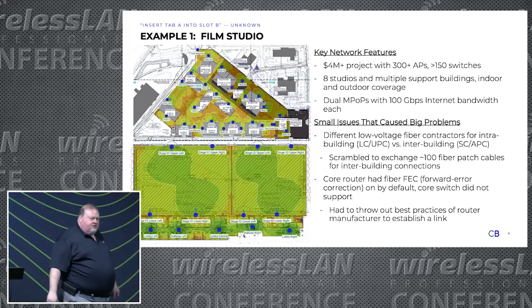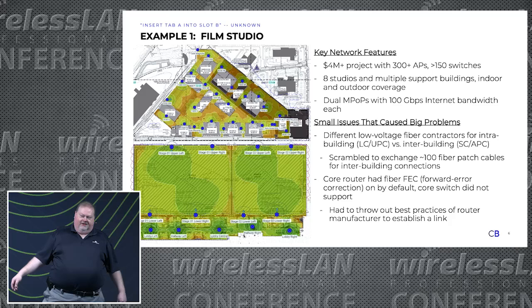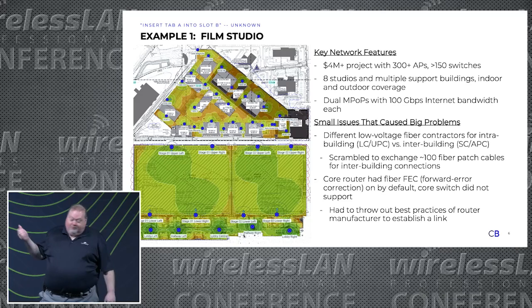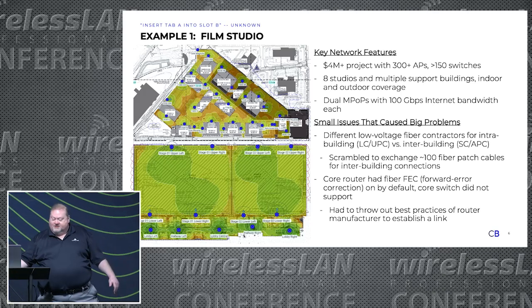We also had mismatch configurations, because it turns out that our router supplier absolutely recommended you have forward error correction on your fiber link. Unfortunately, the switch we were plugging into didn't even support fiber error correction. That was a hard one to find. We turned it off and everything was working. So sometimes you have to not follow the best practices of your vendor.